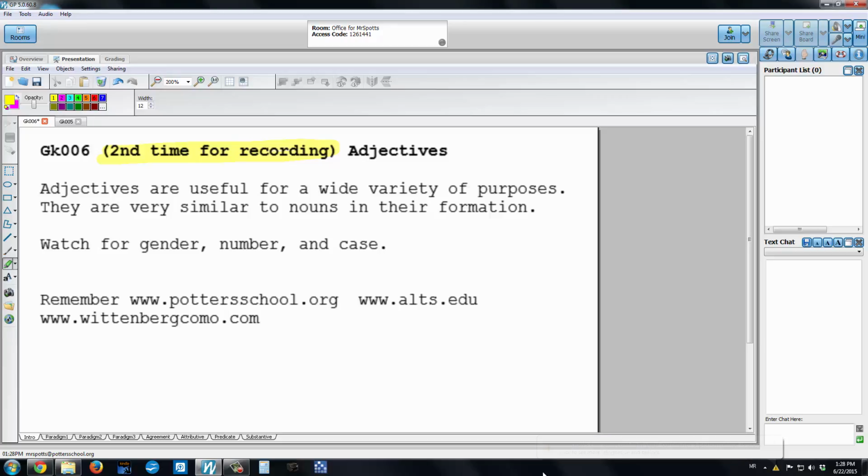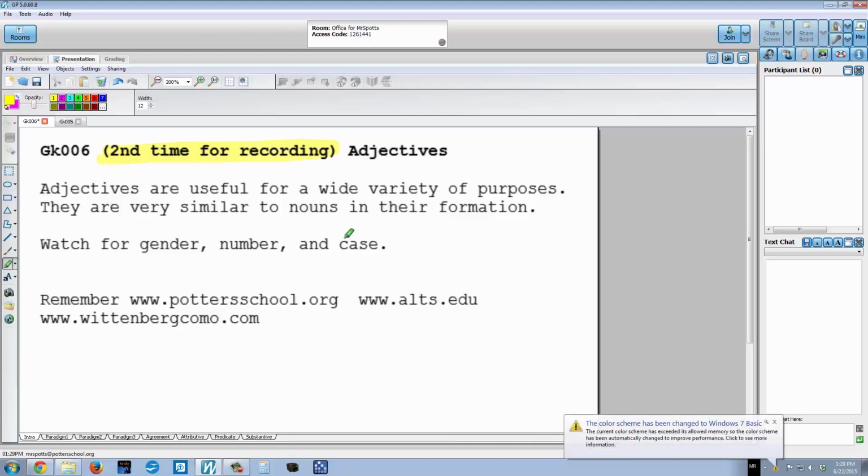And the very good news that I have for you today is they are extremely similar to nouns in their formation. So if you found that your nouns are comfortable, that you're able to work with the nouns, you'll find that the adjectives are pretty easy, and this lesson will give you a chance to review some. Watch for gender, number, and case, the three critical elements of adjectives.